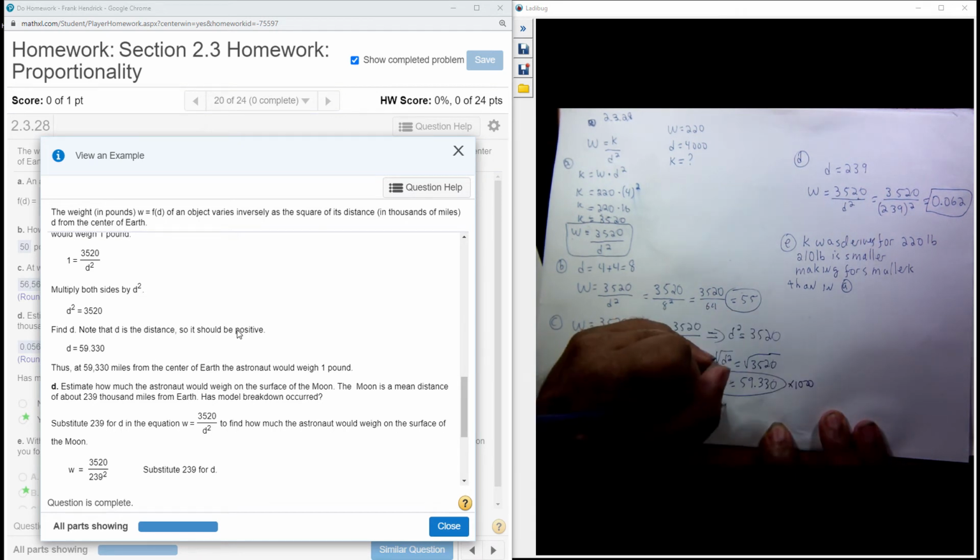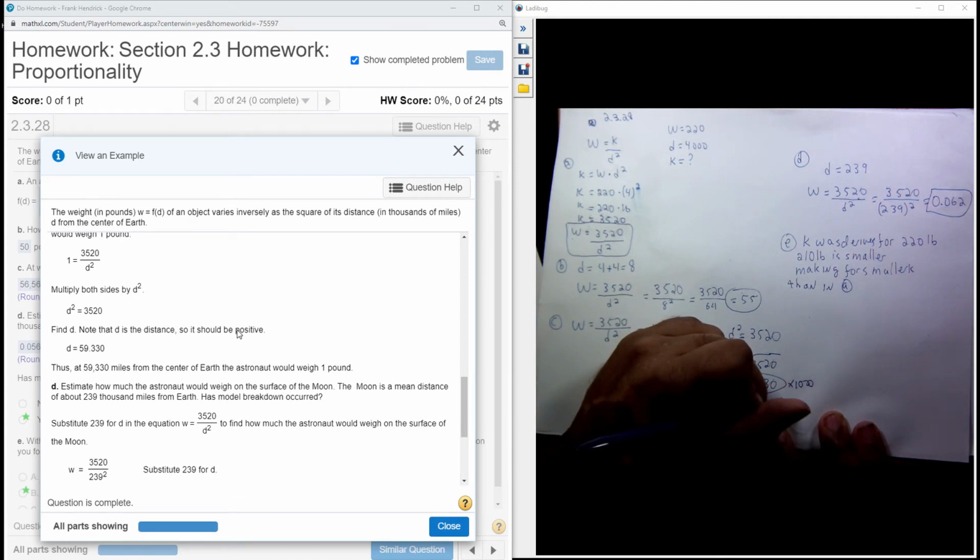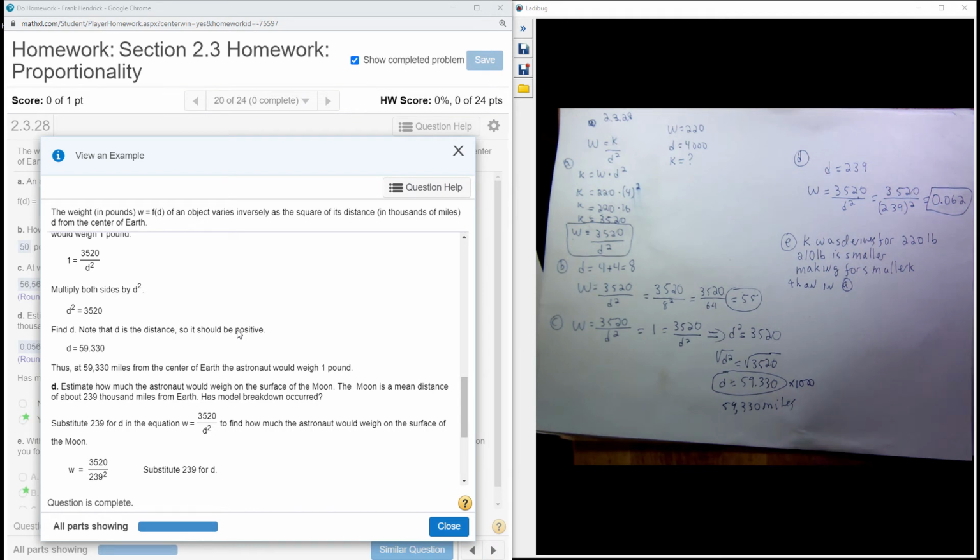So we have 59,030 miles. Because remember, the D measures the number of thousands of miles.